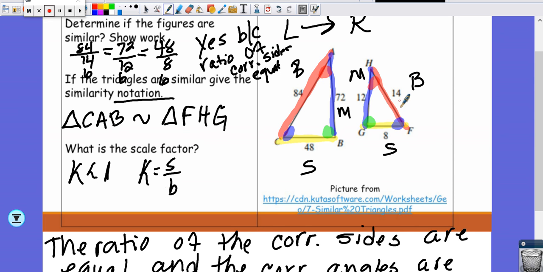So you choose one of the matching sides. I'm just going to go with the red corresponding sides. So I'm going to say that K equals 14 over 84, which is equal to 1 over 6. So my scale factor here is 1 over 6. So if you're not told to go from big to small, then just automatically read it from left to right, and I'll be able to grade that way.